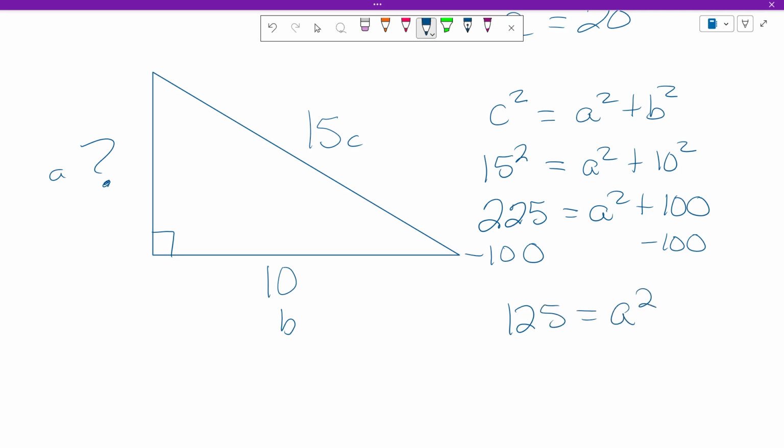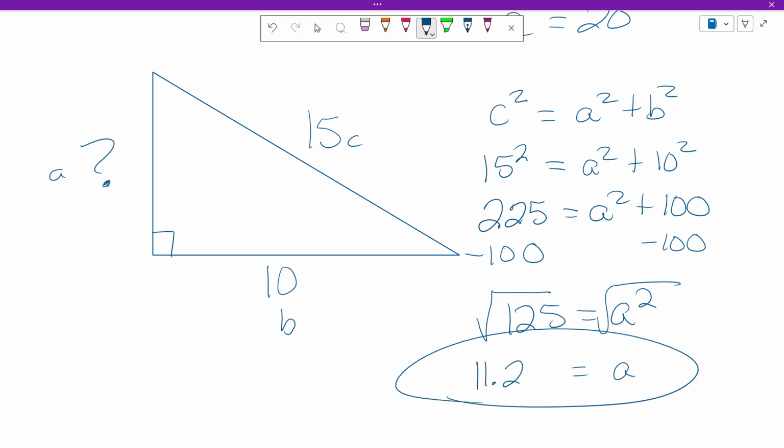Once we get a squared all alone on one side with a number on the other, that's when we square root it. Yes, it is irrational. What's the square root of 125? 11.1803398. So we'll call it 11.2. There we go. And that's all we need.